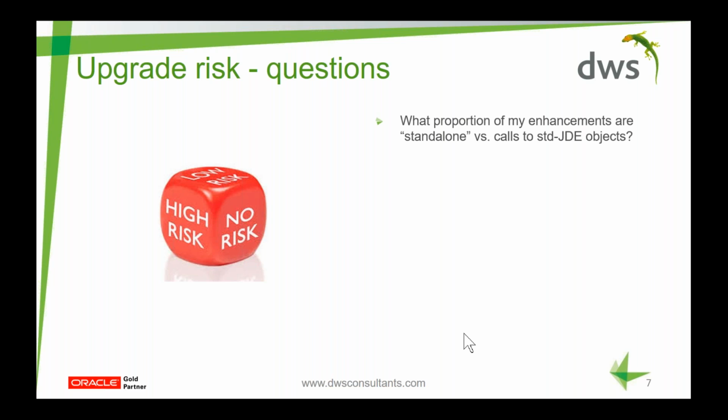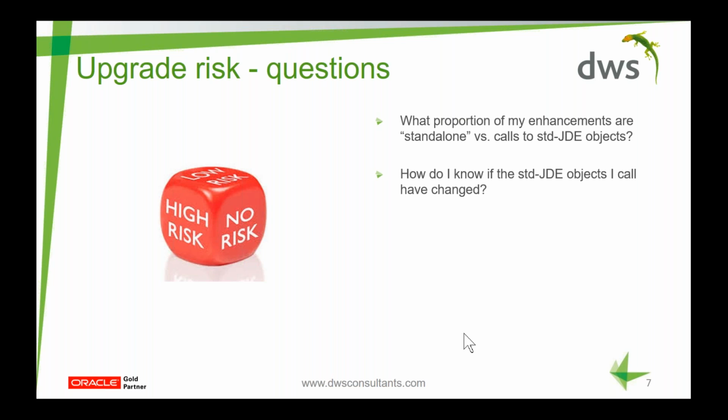Now, it's important to know which of your enhancements work independently versus those that interact with and make calls to standard JDE objects. As an example, you may have two UBEs the same size. One UBE may work in isolation and is therefore standalone, whereas the other makes several calls to JD Edwards objects. In the second case, you need to understand by how much this UBE will be affected by the changes made to the standard JDE objects called by this UBE.